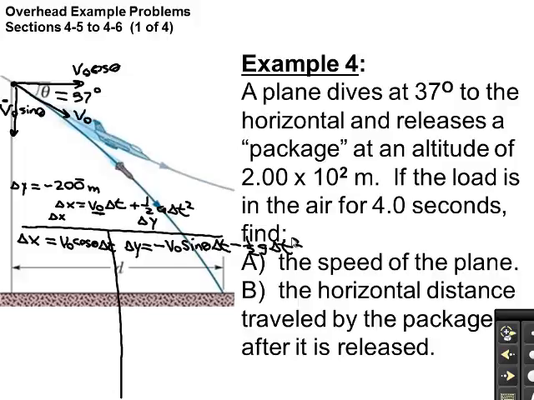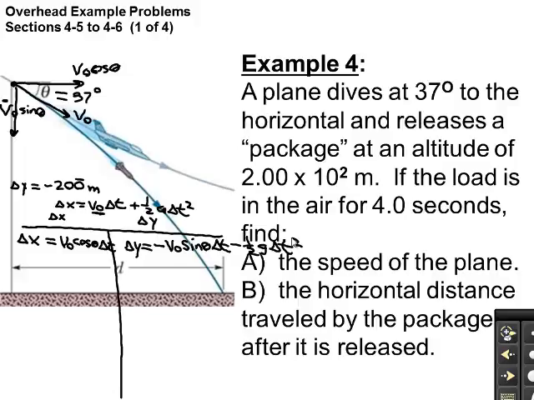Okay, so we're looking for the speed of the plane. Delta x? We don't know it. V naught? That's what we're looking for, right? Theta, 37 degrees. Delta t, 4 seconds. So I don't know delta x or v naught, but I do know theta and delta t.